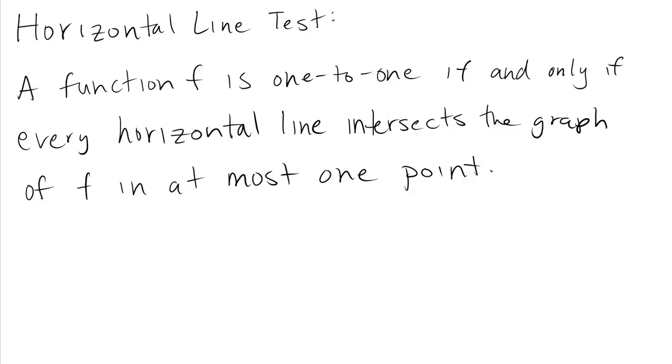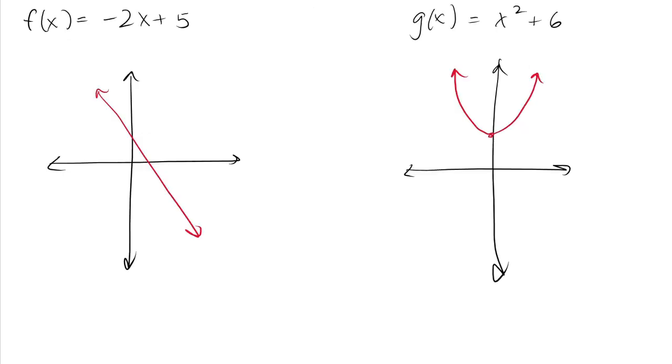Here are the graphs of the two functions we just looked at. f of x equals negative 2x plus 5 would pass the horizontal line test. Every horizontal line touches the graph exactly once. This function is one-to-one. Our function g of x equals x squared plus 6 does not pass the horizontal line test. For example, I can draw this horizontal line right here that intersects the graph twice. That's two different x-coordinates that yield the same y-coordinate. That can't happen in a one-to-one function, and so this is not one-to-one.